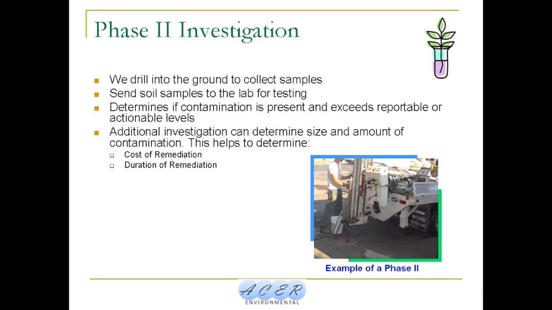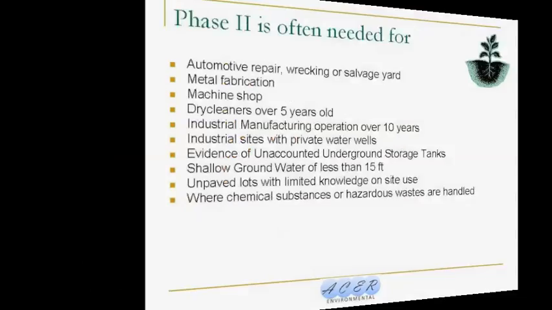A Phase 2 investigation is where we drill into the soil, take samples, and test for contamination. For most small properties, the cost of a Phase 2 can range from $7,000 to $12,000, depending on the scope of work, and take about 2 weeks.